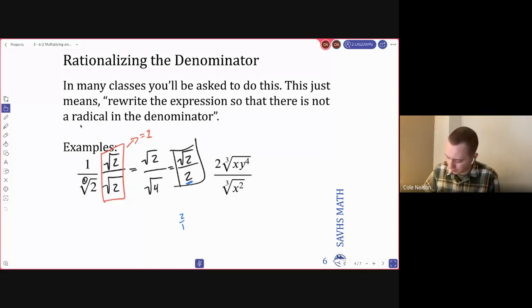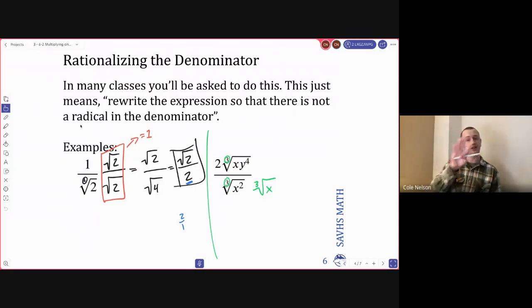Okay, let's look at this other example here. This one, I have a cube root. And so I'm looking for something that has an exponent that's a 3 inside the radical on the bottom of the fraction. So I have to create that. So to get there, I need to multiply by the cube root of x because I have x squared. And if I multiply by another x, I'll have x to the 3rd.